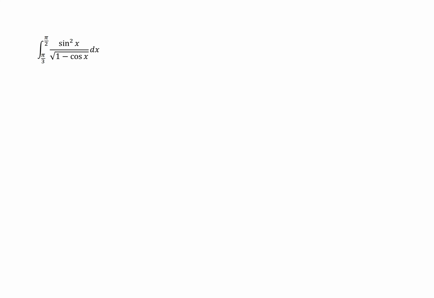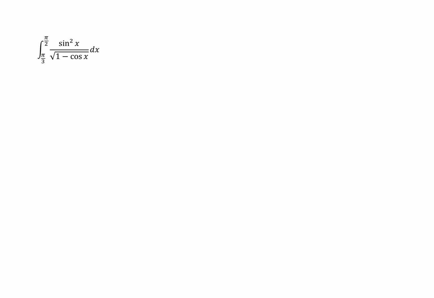For the last example here of this type, before we move into some different trig identities, we're asked to integrate from pi over 3 to pi over 2 sine squared x over the square root of 1 minus cosine x dx. Now, sometimes there's more than one way to work some of these problems, and sometimes you're going to have to use a combination of identities with these.